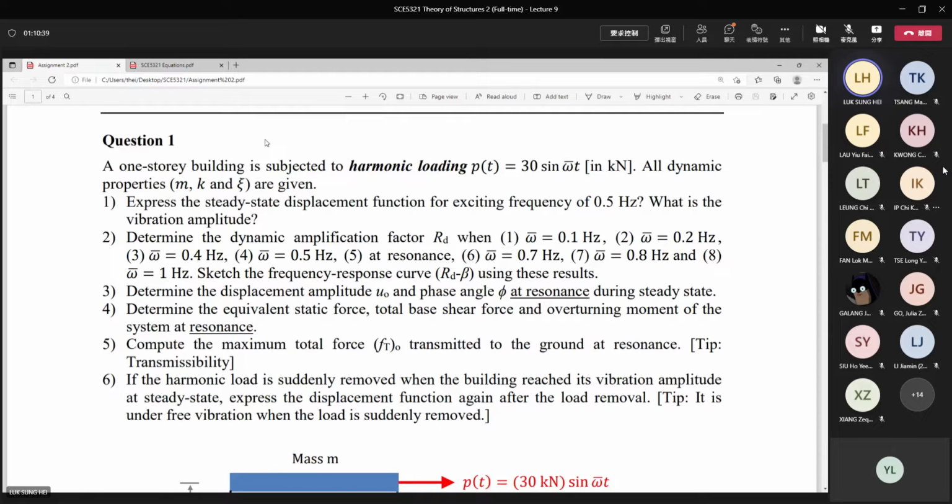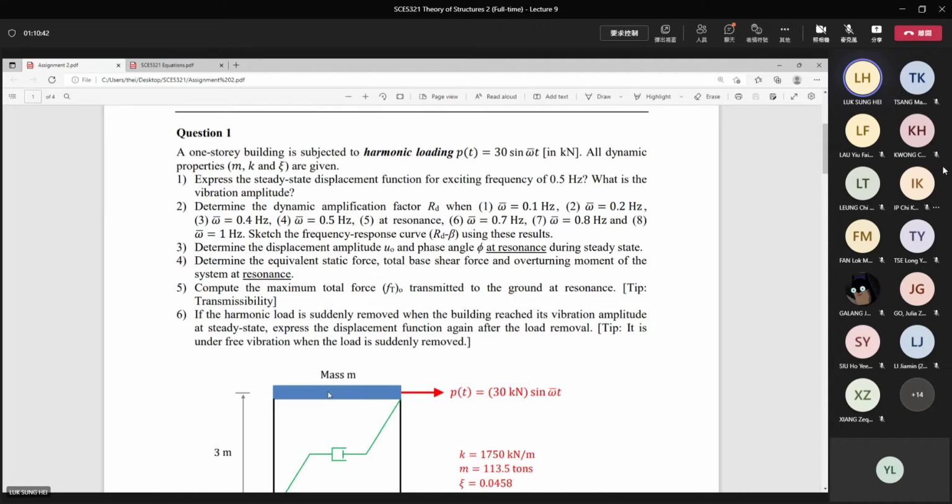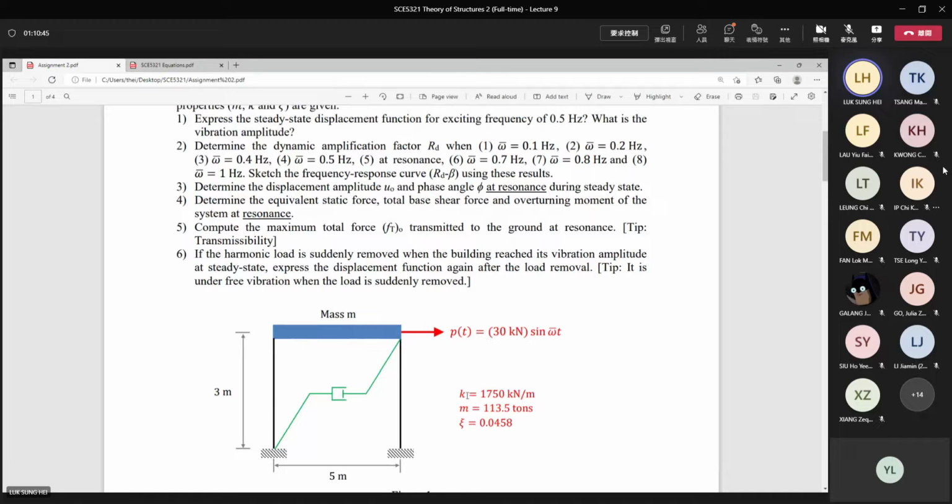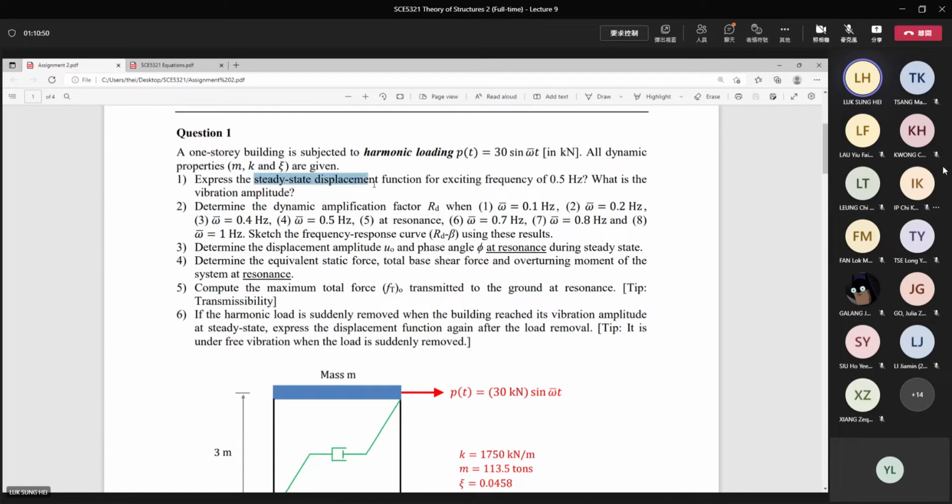There are 4 questions in total. In question 1, we talk about a single degree of freedom system. You know the mass, the stiffness, the damping ratio, and the force. It just asks you to find the steady state response of this system. We mentioned this steady state displacement response many times: UST, RD, and then times the psi function. So you know exactly the solutions. You just substitute those parameters into the equations. So it's pretty straightforward. Then part 2 asks you to plot RD versus beta.